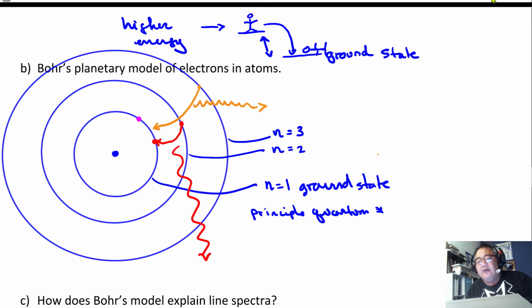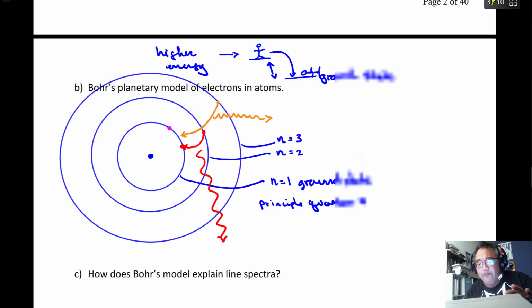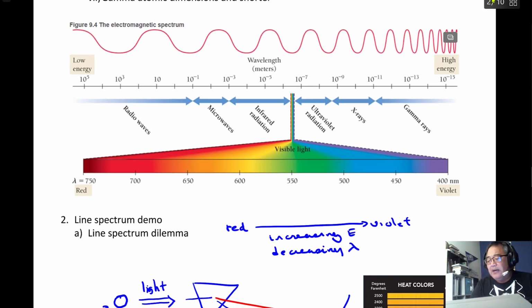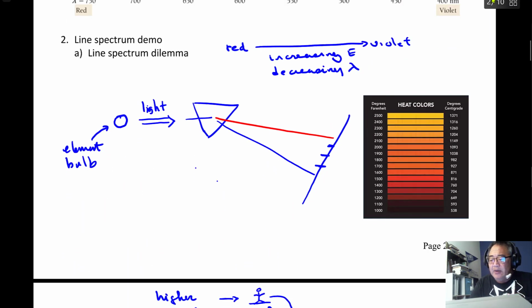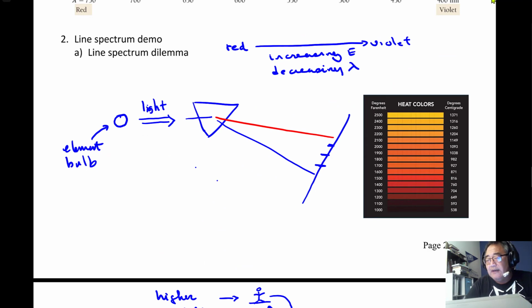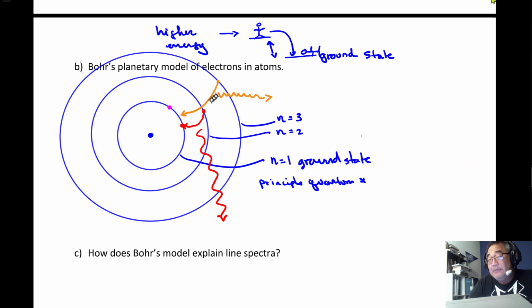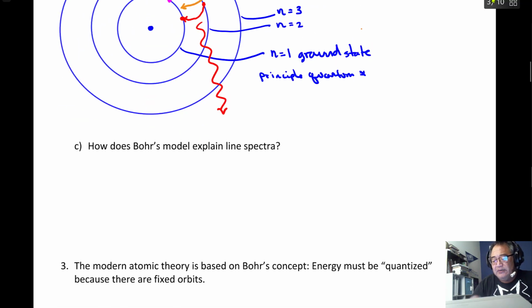And then this could go on to explain why we saw in our line spectrum dilemma why we only saw certain wavelengths of light occurring. It was because of these quantum leaps, these jumps from discrete energy level to discrete energy level. Again, this whole idea of quantum means it's broken up into discrete values, and Bohr's model did a very good job explaining that, and that's the little explanation that goes down here.